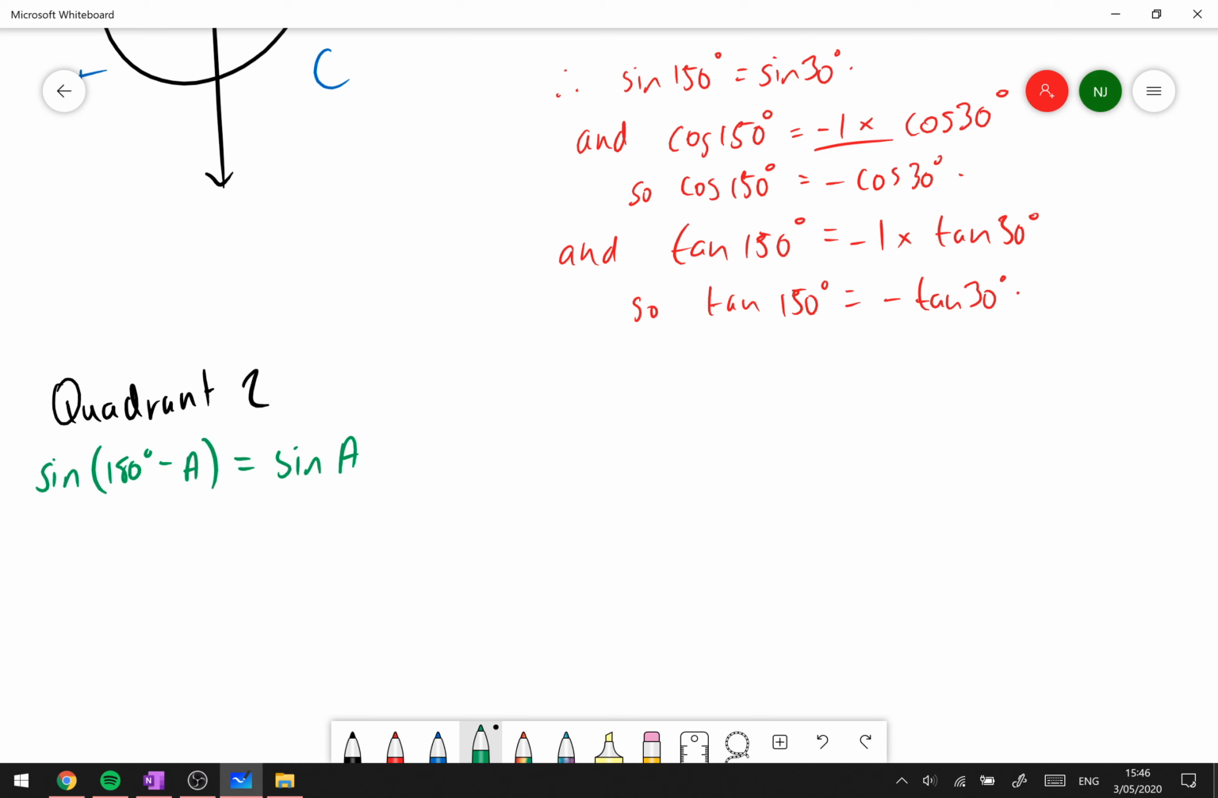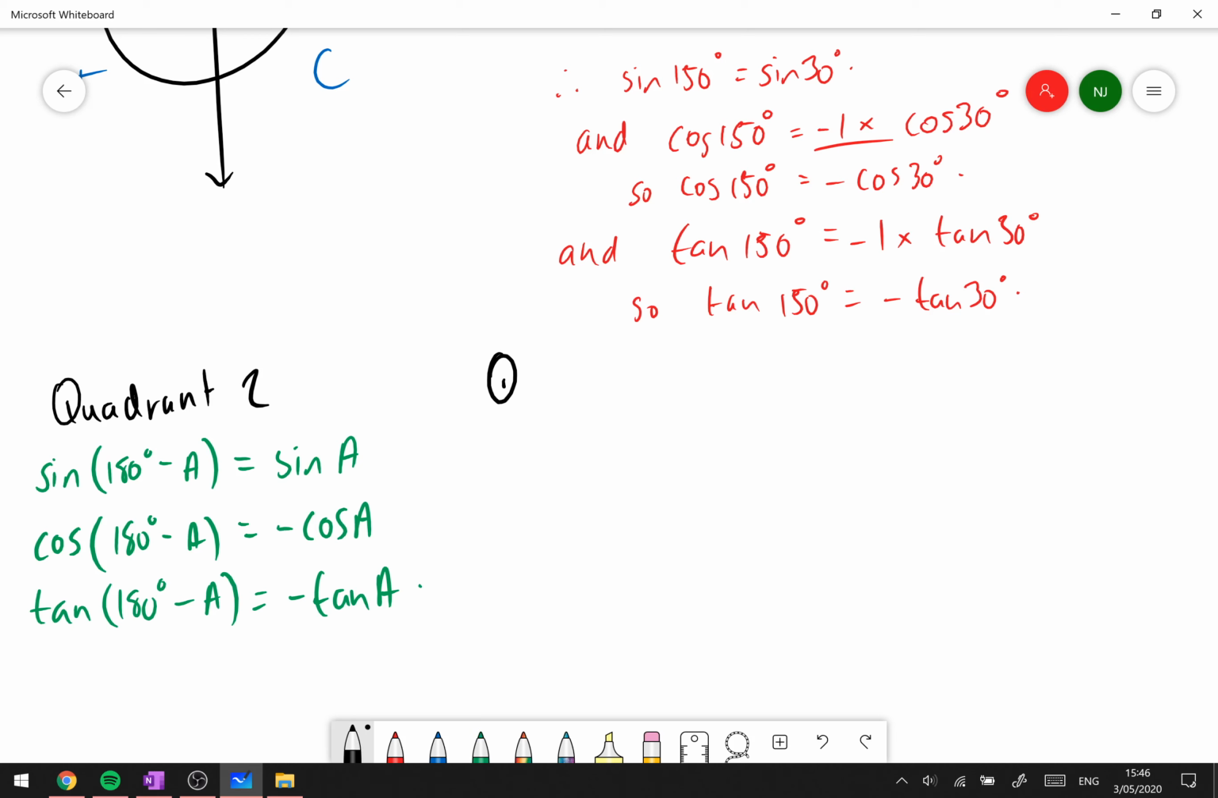The cosine of 180 degrees minus A is equal to negative cos of A. What this one is saying is, say my angle A was 30 degrees. 180 minus 30 degrees is 150, so cos of 150 degrees is equal to negative cos of 30 degrees. So if you can work out what cos of 30 degrees is, cos of 150 is just the negative of that. And similarly, tan of 180 degrees minus that angle is just equal to negative tan of that angle, just like we said up here.